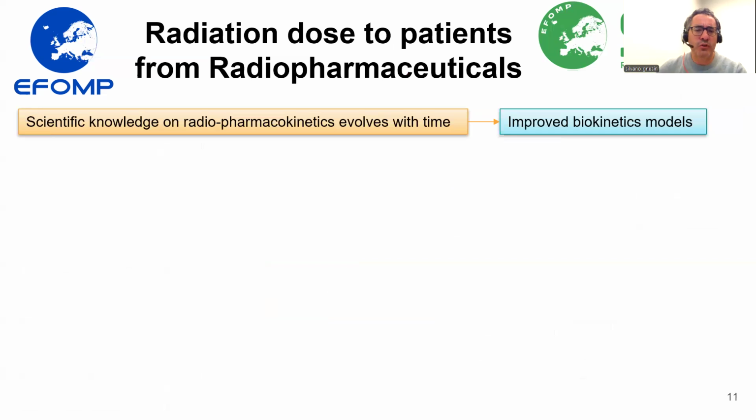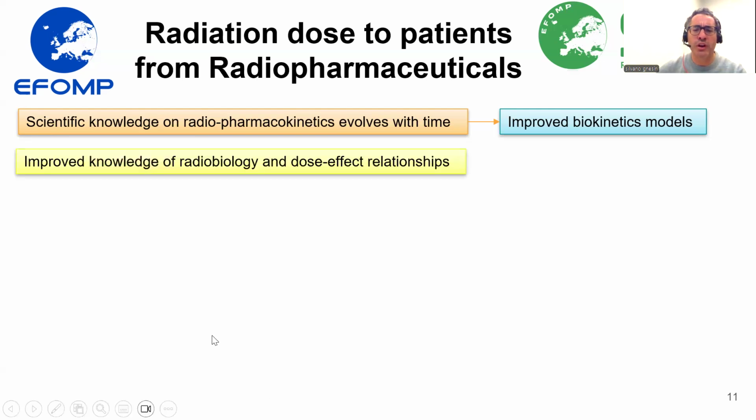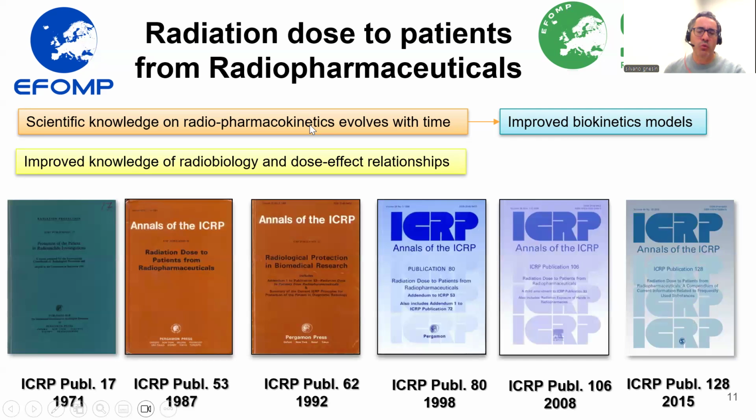Radiation dose to patient from radiopharmaceuticals. The scientific knowledge on radiopharmaceuticals evolves with time, and biokinetic models are also improving in this ICRP framework. The improved knowledge on radiobiology and dose-effect relationships is also updated with time, and that's why we have the appearance of different ICRP publications about the radiation dose to patients across time, from publication 17 in 1971 up to publication 128 in 2015.